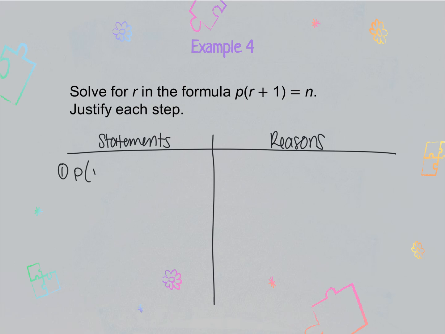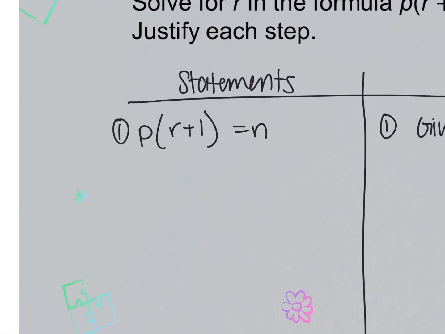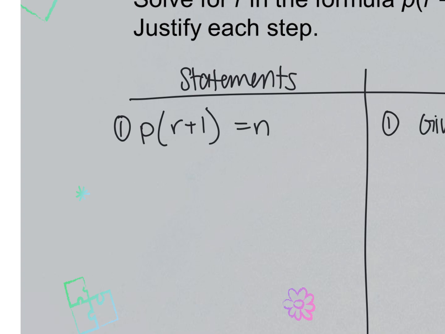So P times R plus 1 equals N, and that is going to be given. Go ahead and continue and write out the steps to solve for R with your reasons. All right, if you have not finished it, that's fine. Go ahead and finish it. But I'm going to go ahead and do my statements first, and then I'll fill in my reasons.